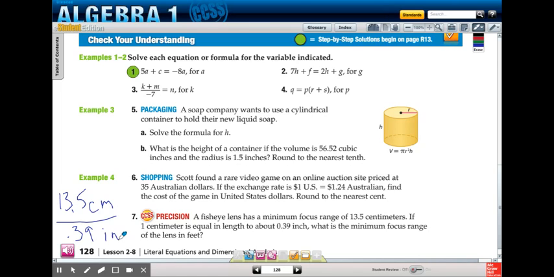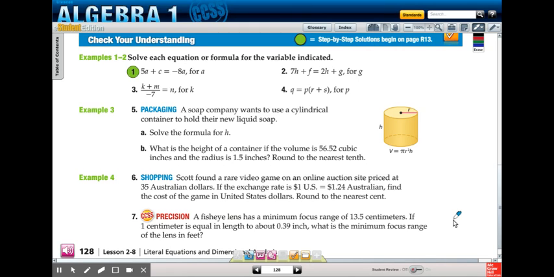No, I'm going to back up. I'm going to erase that. So, minimum. Yep. So 1 centimeter is equal to that. So we need to do 13.5 centimeters times that number of inches. And they want it in feet.